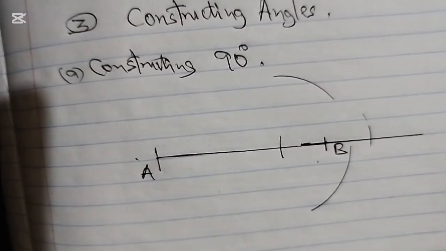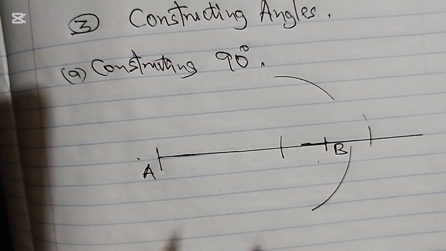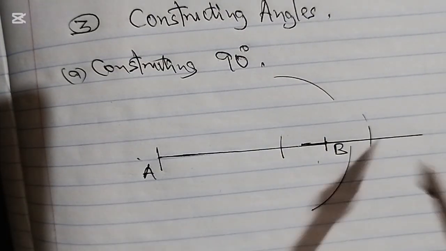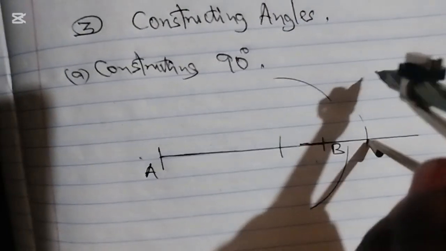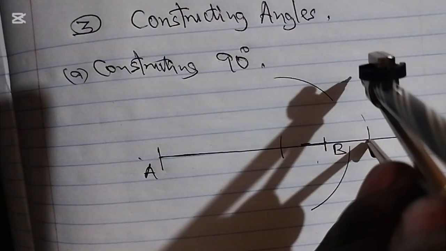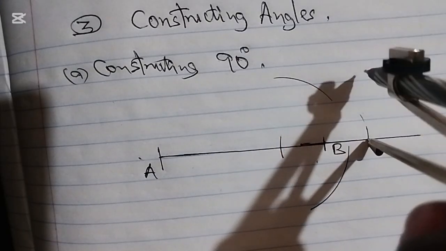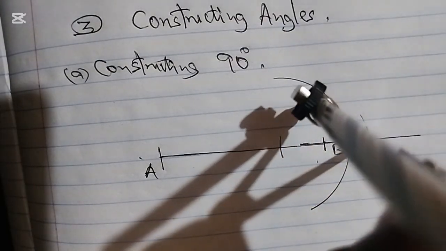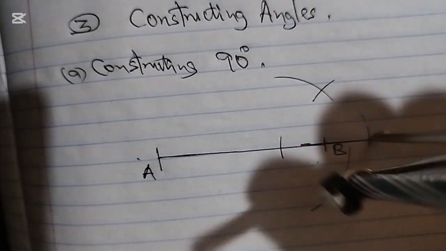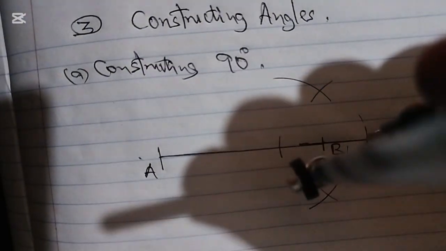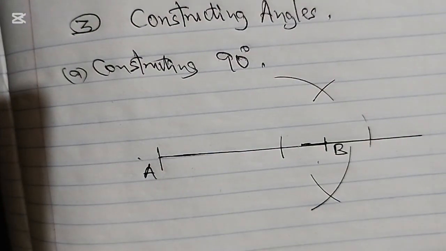Without adjusting my compass, I'll stand on this other arc too. I'm going also to stand here. Once I've stood there, I make an arc at the top to cut the top arc. Again, I make another arc at the bottom.